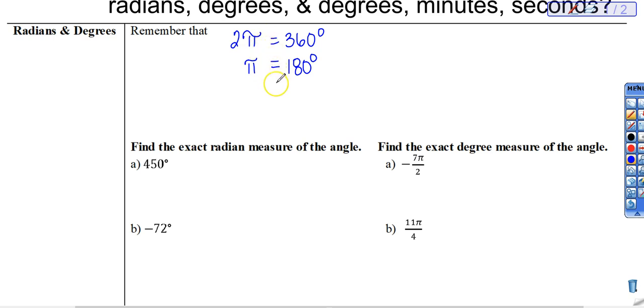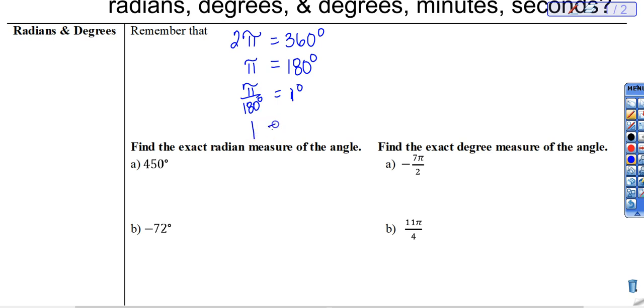So what if I wanted 1 degree? How would I write 1 degree in terms of radians? What did I do to 180 degrees to get it all the way down to 1 degree? I divided by 180. So on both sides, I would have to divide by 180. So 1 degree is the same thing as pi divided by 180 radians. Okay?